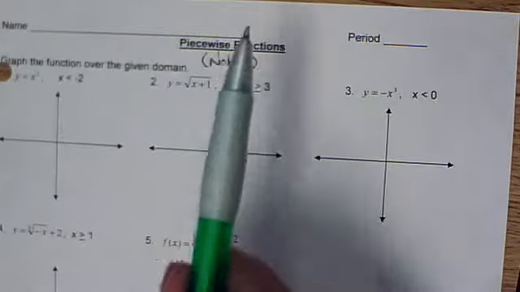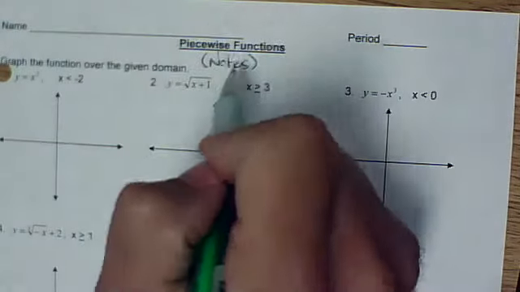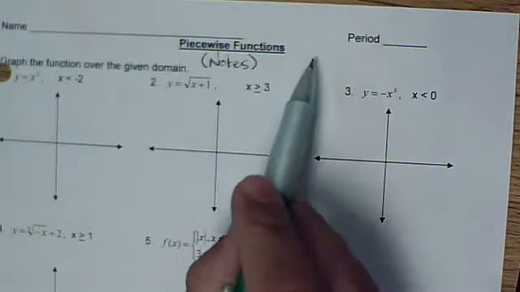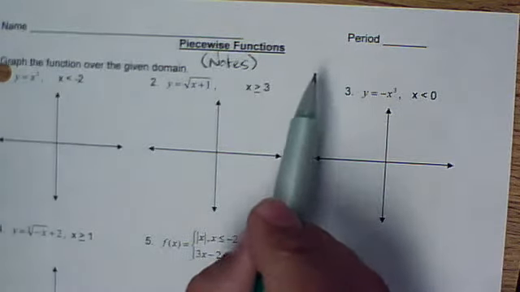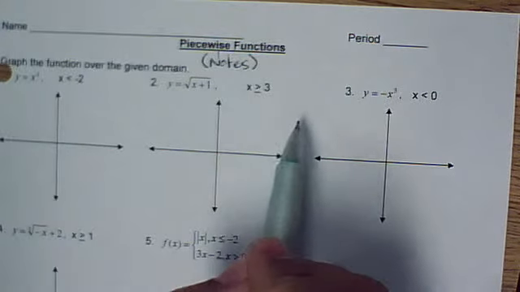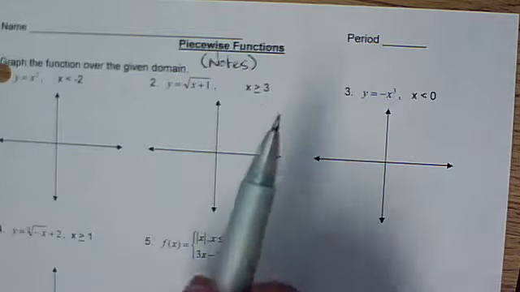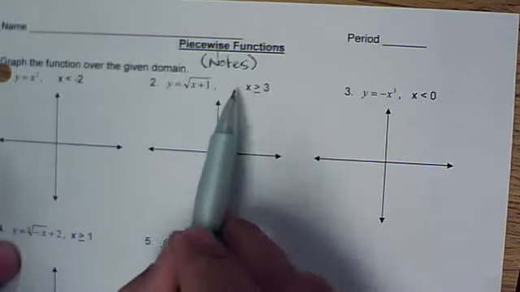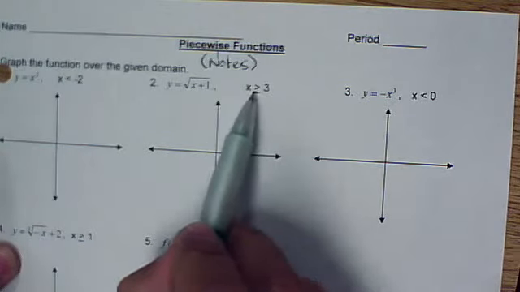Hi there. Today we're working on piecewise functions. You guys just took a test over graphing different parent functions with their transformations. So this is a little bit of the same work, but now we're actually taking a piece of that graph because there's a restriction on the domain.